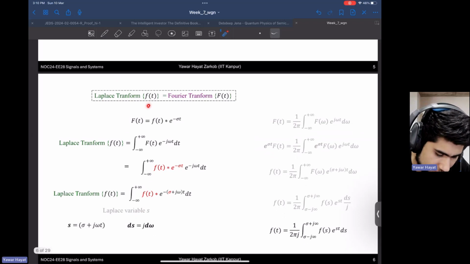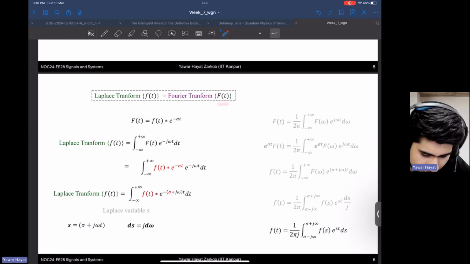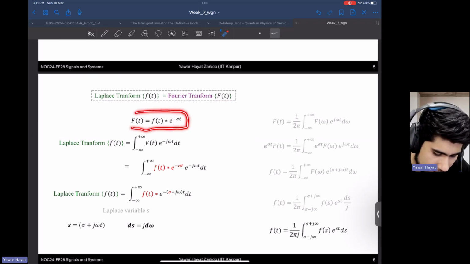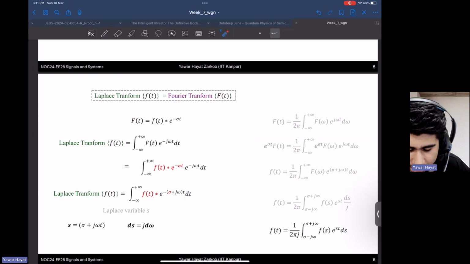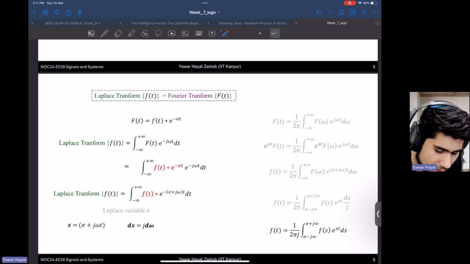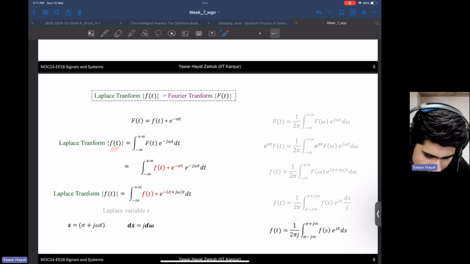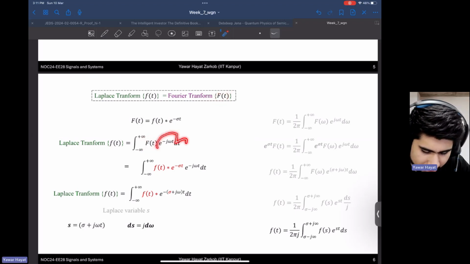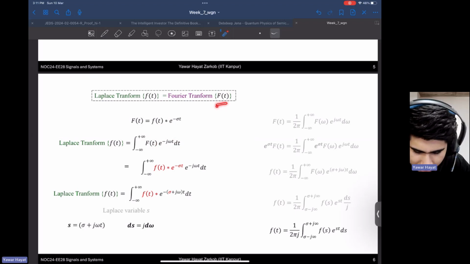Laplace transform of f of t we defined in the previous slide by the Fourier transform of capital F of t, where this capital F of t is small f of t times exponential of minus sigma t. Now, the Laplace transform of the small f of t by definition is the Fourier transform of capital F of t. So I'll write minus infinity to infinity, this F of t exponential of minus j omega t dt. This is by definition the Fourier transform of capital F of t.